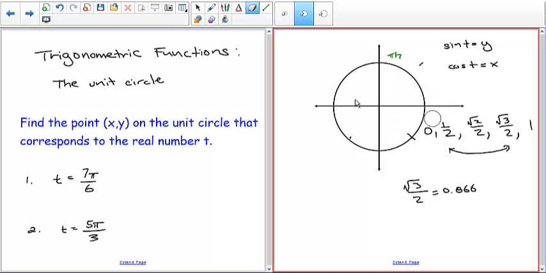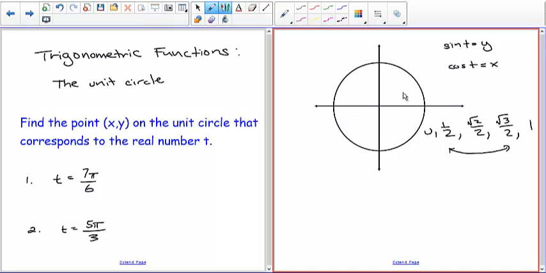So all we really need is these three pieces of information. We need to have a unit circle. We need to know the values are either 0, a half, square root of 2 over 2, square root of 3 over 2, or 1, and the y-coordinate is the sine and the x-coordinate is the cosine.